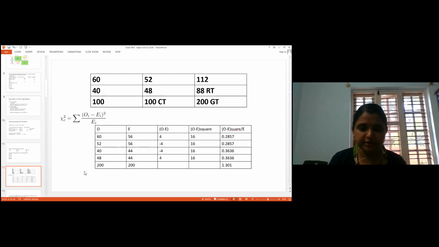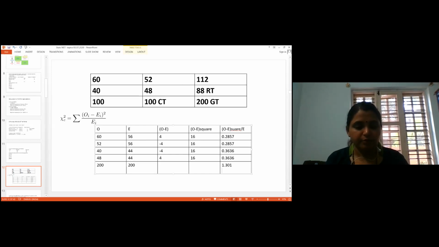The calculation is, where can I type? Let me see if I can type in somewhere. No, it is full of tables and figures, so I'm not able to type in anywhere. Probably I can take another tab and type in.